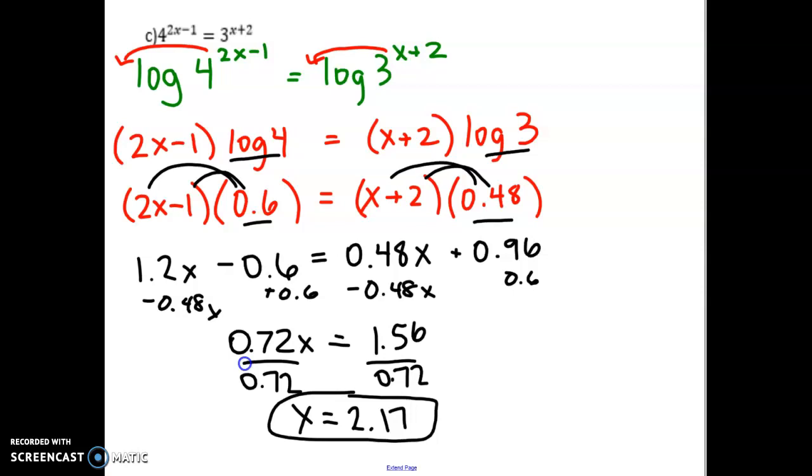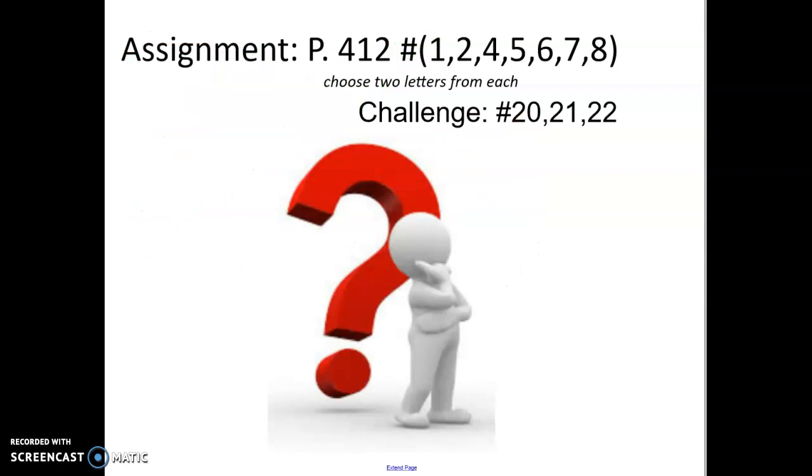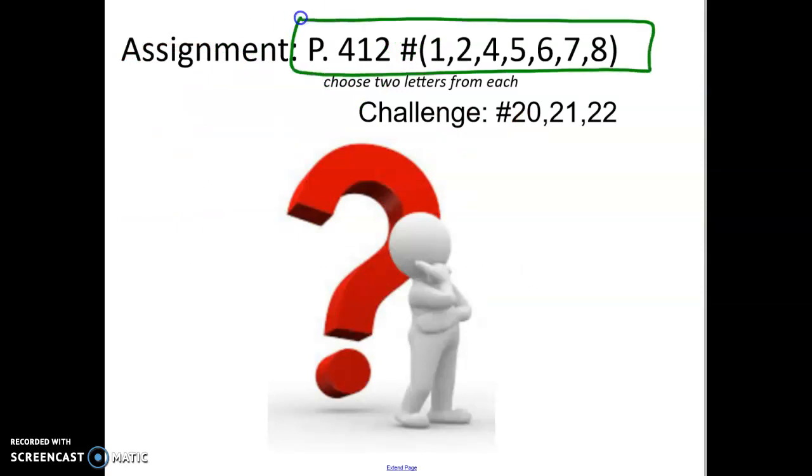So that's as hard as these examples get, okay? Again, putting the log in front makes things a lot easier. The textbook assignment for today is page 412, and you just have to choose 2 letters from each.